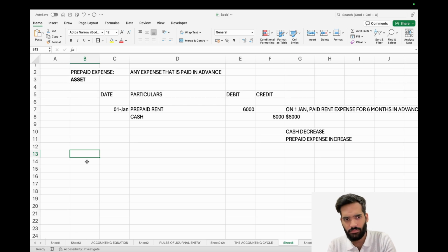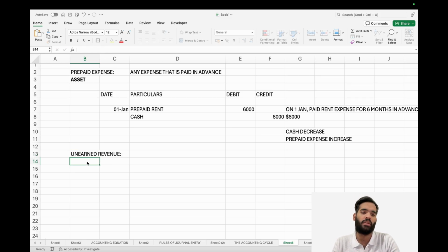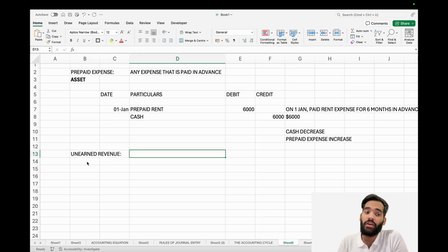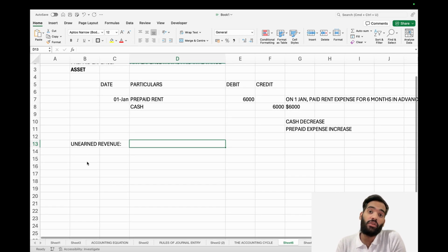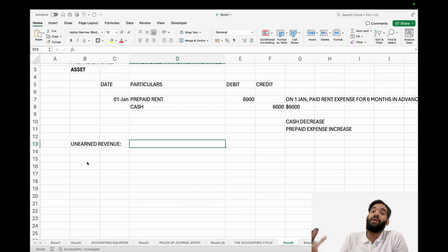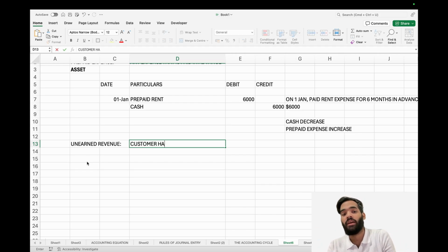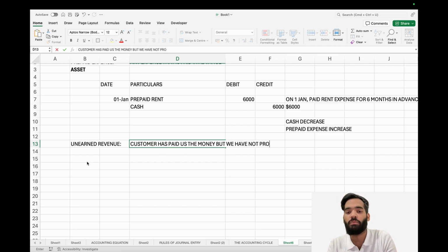Okay. The second term I want you to get familiar with is something called unearned revenue. Now, what is unearned revenue? Unearned revenue is when the customer has paid us the money, but we haven't done the work. That means the customer has paid the money in advance, right? The customer has paid us as the business the money, but we have not provided the services or the sales that we're supposed to do yet.